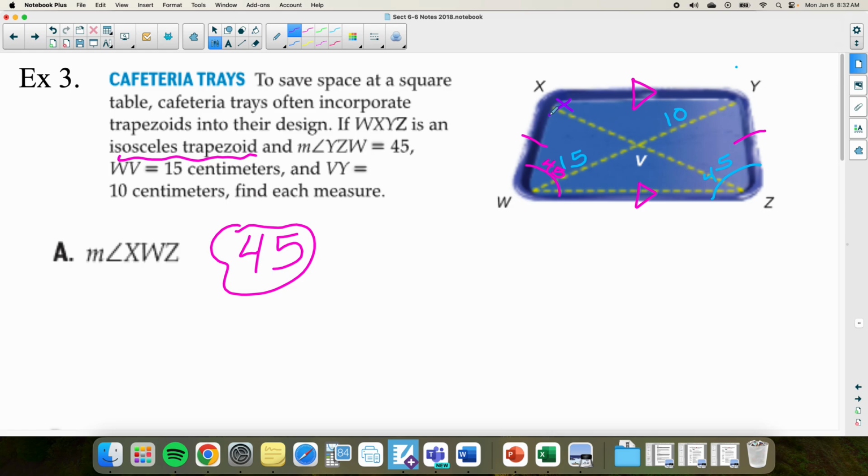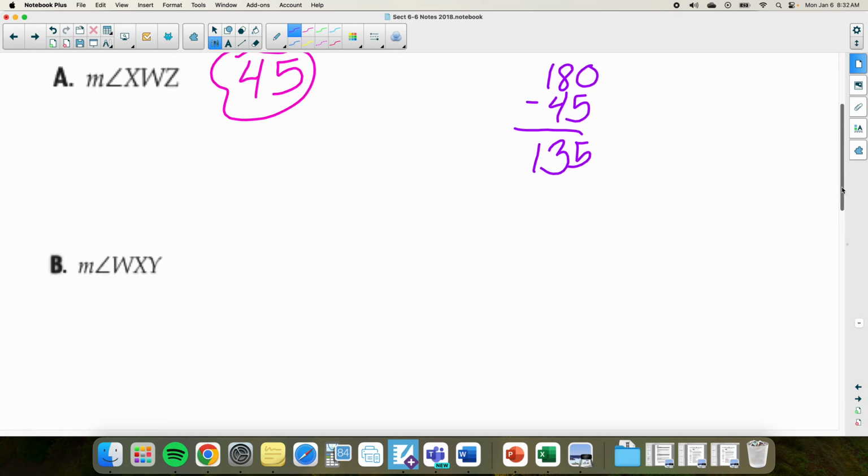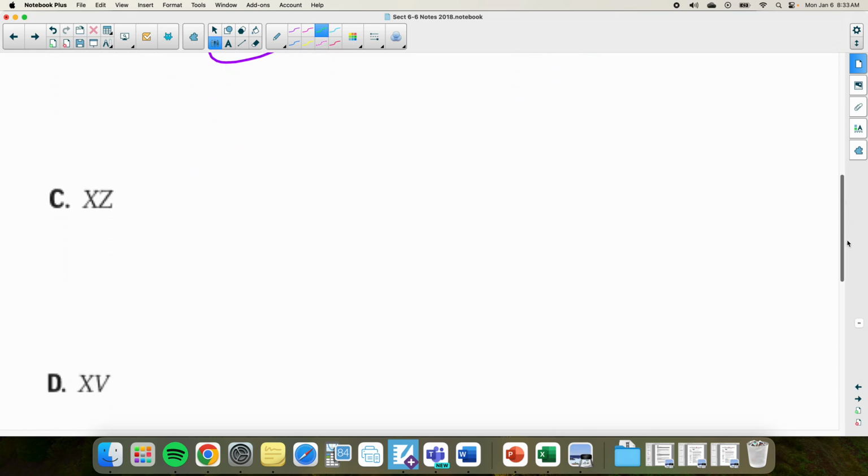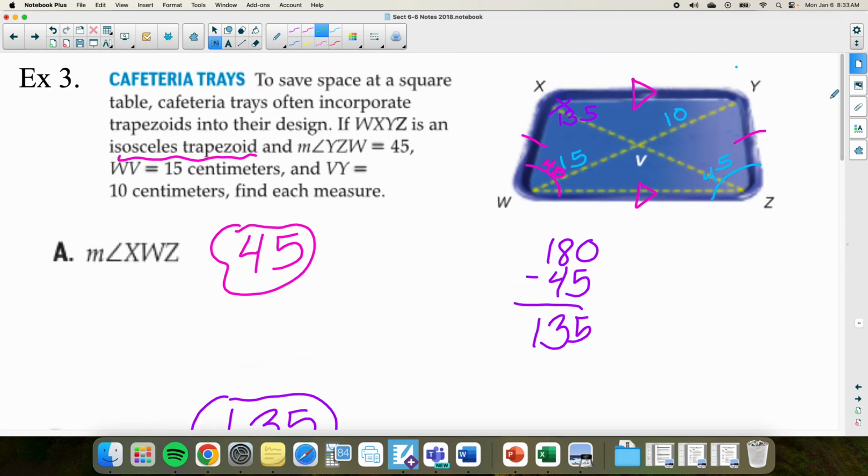Supplementary, right? They should add up to 180. So if that's 45, that one's going to be 180 minus 45, which is 135. So that goes right here. Then they ask us to find xz. Xz is this whole thing.